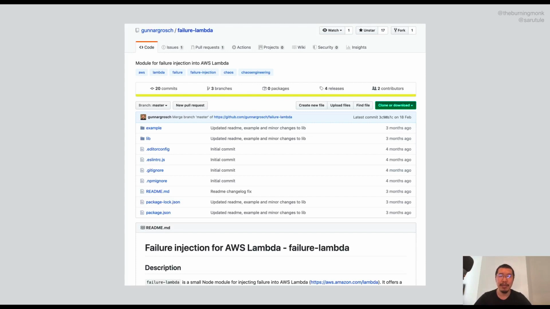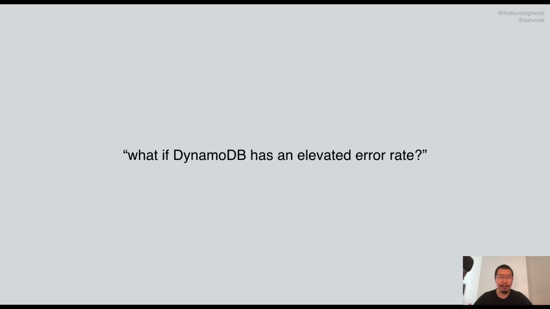So Gunnar, who is also a serverless hero, published a very helpful library that allows me to easily inject failures into a Lambda function to simulate different kinds of failure conditions. For example, if we want to see what's going to happen to our app if DynamoDB suddenly has an elevated error rate, maybe we are hammering it too hard and now we're getting those throttled exceptions.